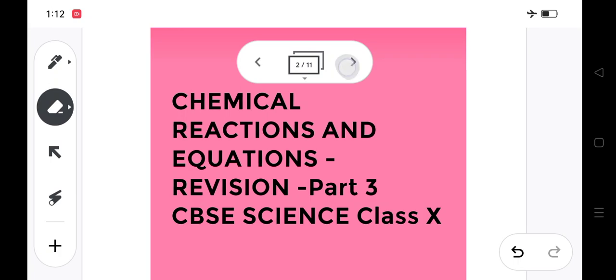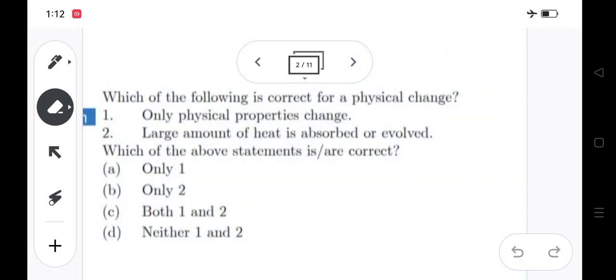Now, let's start today's revision. First question: which of the following is correct for a physical change? 1. Only physical properties are changed. Yes, correct. Large amount of heat is absorbed or evolved. That is not always correct.